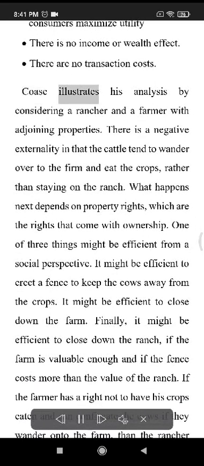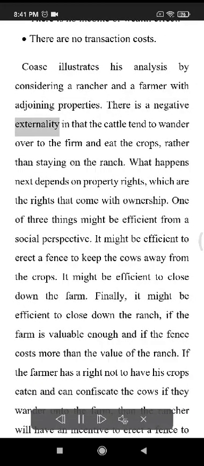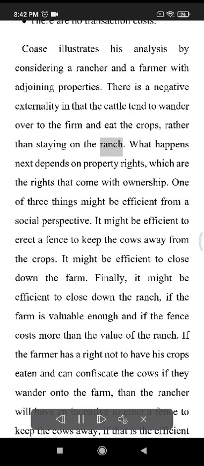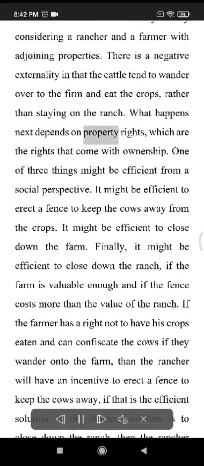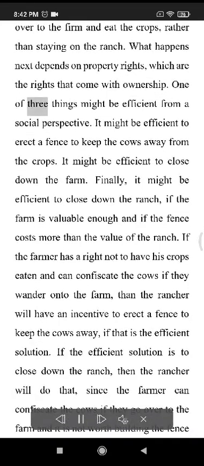Coase illustrates his analysis by considering a rancher and a farmer with adjoining properties. There is a negative externality in that the cattle tend to wander over to the farm and eat the crops, rather than staying on the ranch. What happens next depends on property rights, which are the rights that come with ownership. One of three things might be efficient from a social perspective.